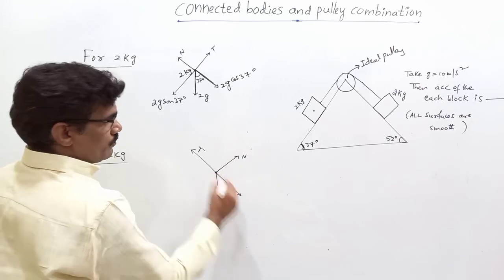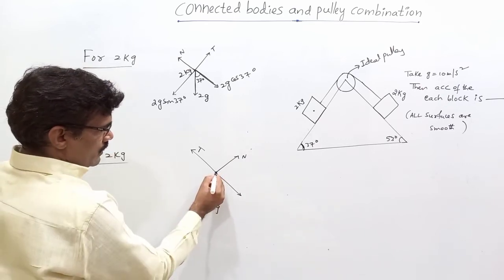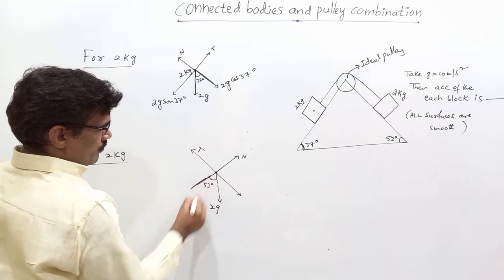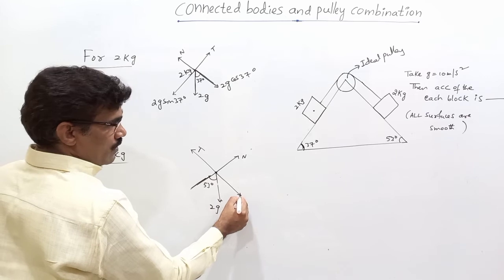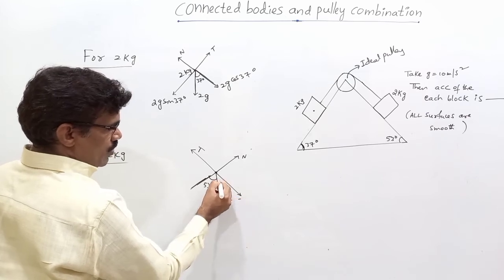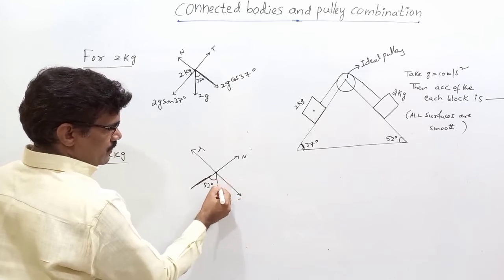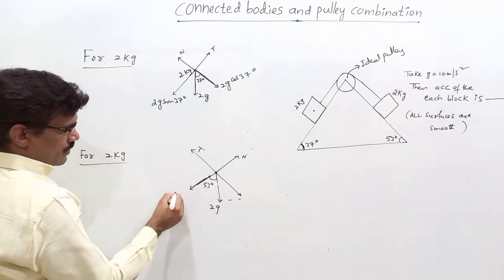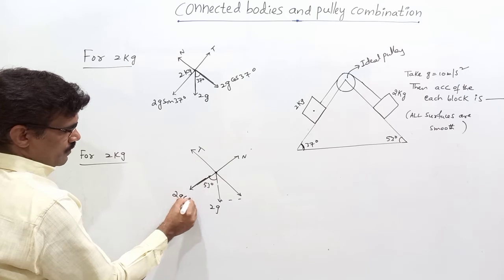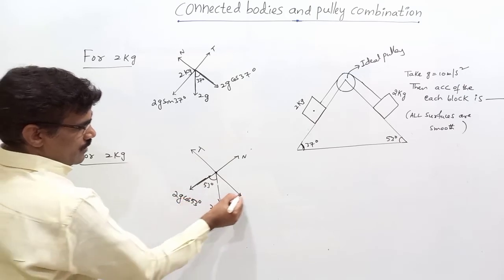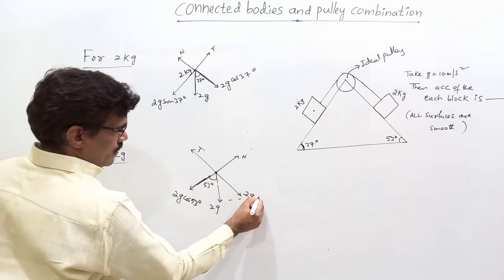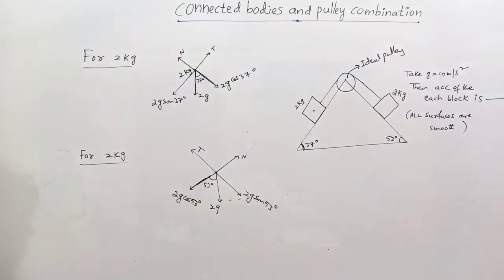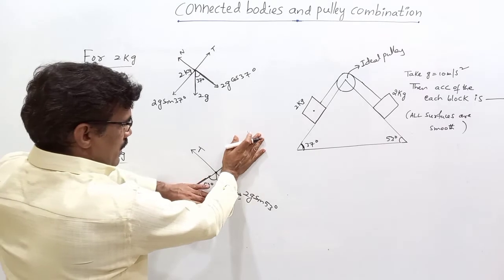This is 2g down. We know that 37, this angle is beta, 53. This is a right angle triangle, 37, remaining is 53. So 2g can be resolved. This side is 2g cos 53, and this side is 2g sin 53. These two cancel with each other.